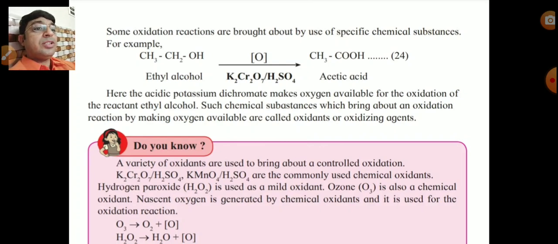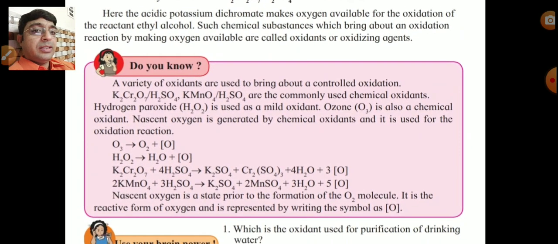So this is the definition of oxidizing agent. You mark there: chemical substances which bring about an oxidation reaction by making oxygen available are called oxidants or oxidizing agents. So in the above reaction, which is the oxidant? K2Cr2O7 with H2SO4, that is potassium dichromate in acidic condition. Do you know? Check in that box.